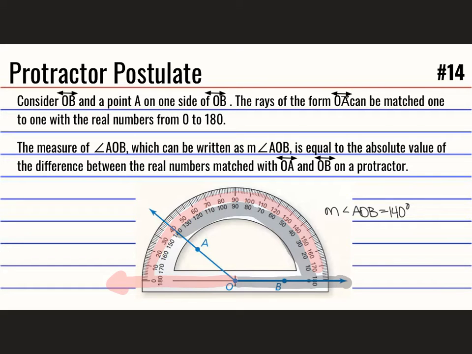So if I had this blue line here and it matched it with this angle here, then let's put a point on there. Let's call this C. Then I could say that the measure of angle AOC would be 40 degrees. So you have to pay attention to the way your angle opens to determine whether or not you're going to use the top or the bottom on the protractor.